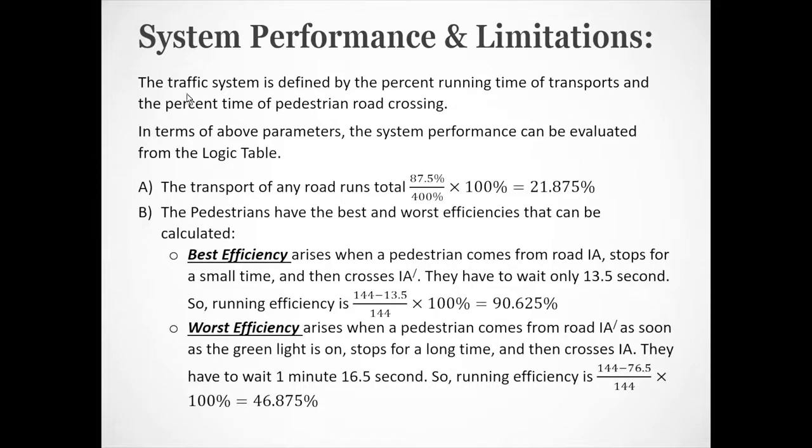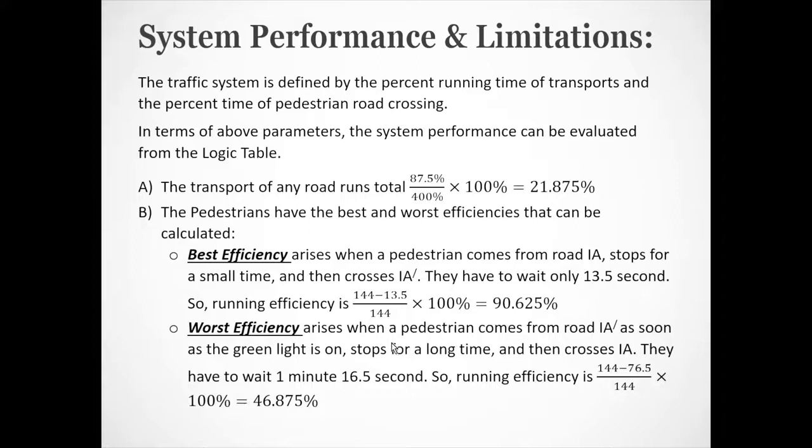Performance and limitation. The traffic system is defined by the percentage turning time of transport and the percentage time of pedestrian road crossing. In terms of the above parameters, system performance can be evaluated from the logic table. The transport of any road runs in total 21.875%, and the pedestrians have the best and worst efficiency that can be calculated. Best efficiency arises when the pedestrian comes from road IA, stops for a small time, and then crosses the IA bar. They have to wait only 13.5 seconds, and the efficiency will be 90.625%.